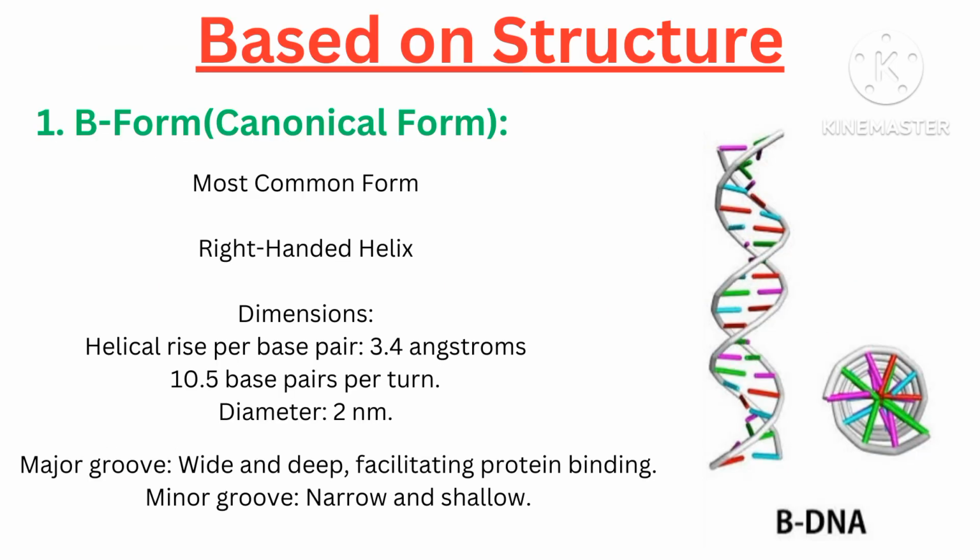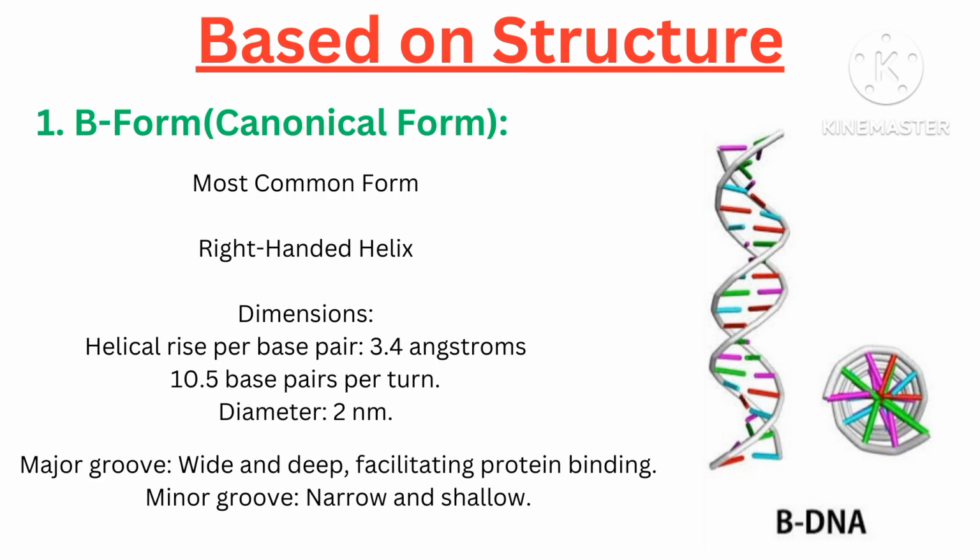Based on the structure. Human DNA exists in various structural forms depending on the environmental conditions and biological context. These structural types primarily refer to the three-dimensional conformations of the DNA molecule. The structure can influence its function, replication, and interaction with proteins. Below are the key structural types of human DNA. 1. B-DNA, the canonical form.